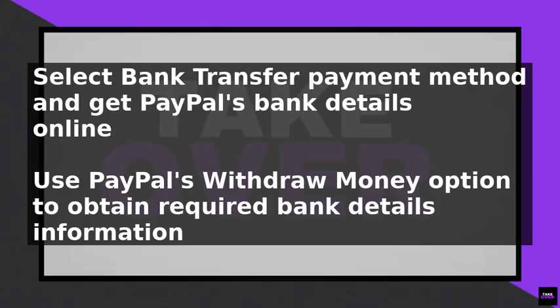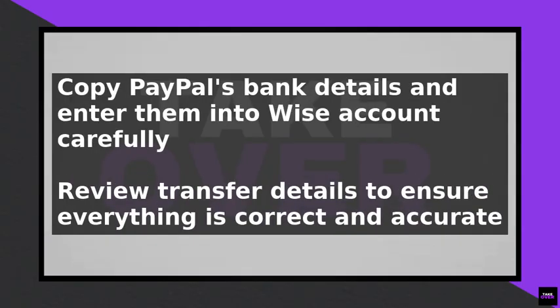PayPal will then provide you with the bank details that you need to use to send money from Wise. These details will include the bank name, branch, account number, and routing number. Copy these details and go back to your Wise account. In your Wise account, enter the bank details provided by PayPal. Make sure to double-check that the details are correct, as incorrect details can cause the transfer to fail.